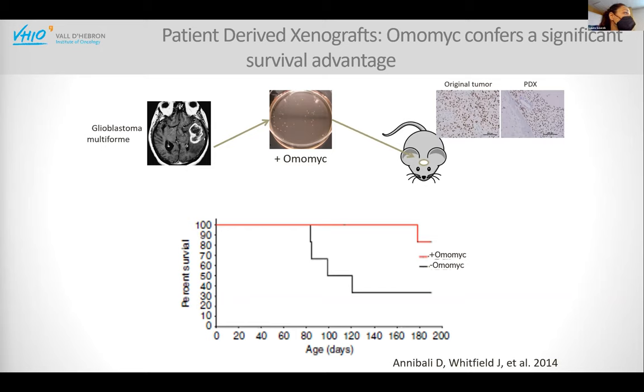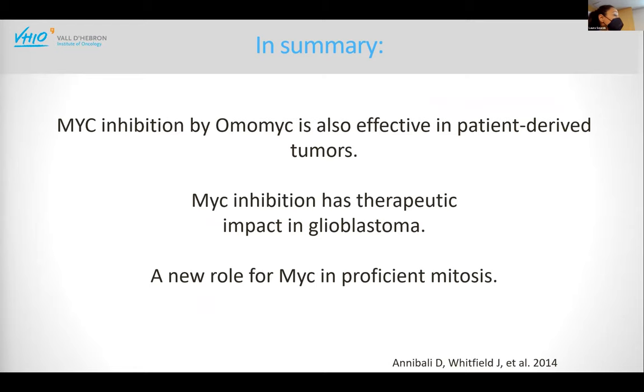Just to make sure, this mouse we lost during an IV imaging because of anesthesia problems. When we dissected this mouse, it never showed glioblastoma. So we were able to publish these results in 2014. We showed that Omomic could be a therapeutic option for this type of tumors. And we revealed a new role of MYC in proficient mitosis in glioblastoma.